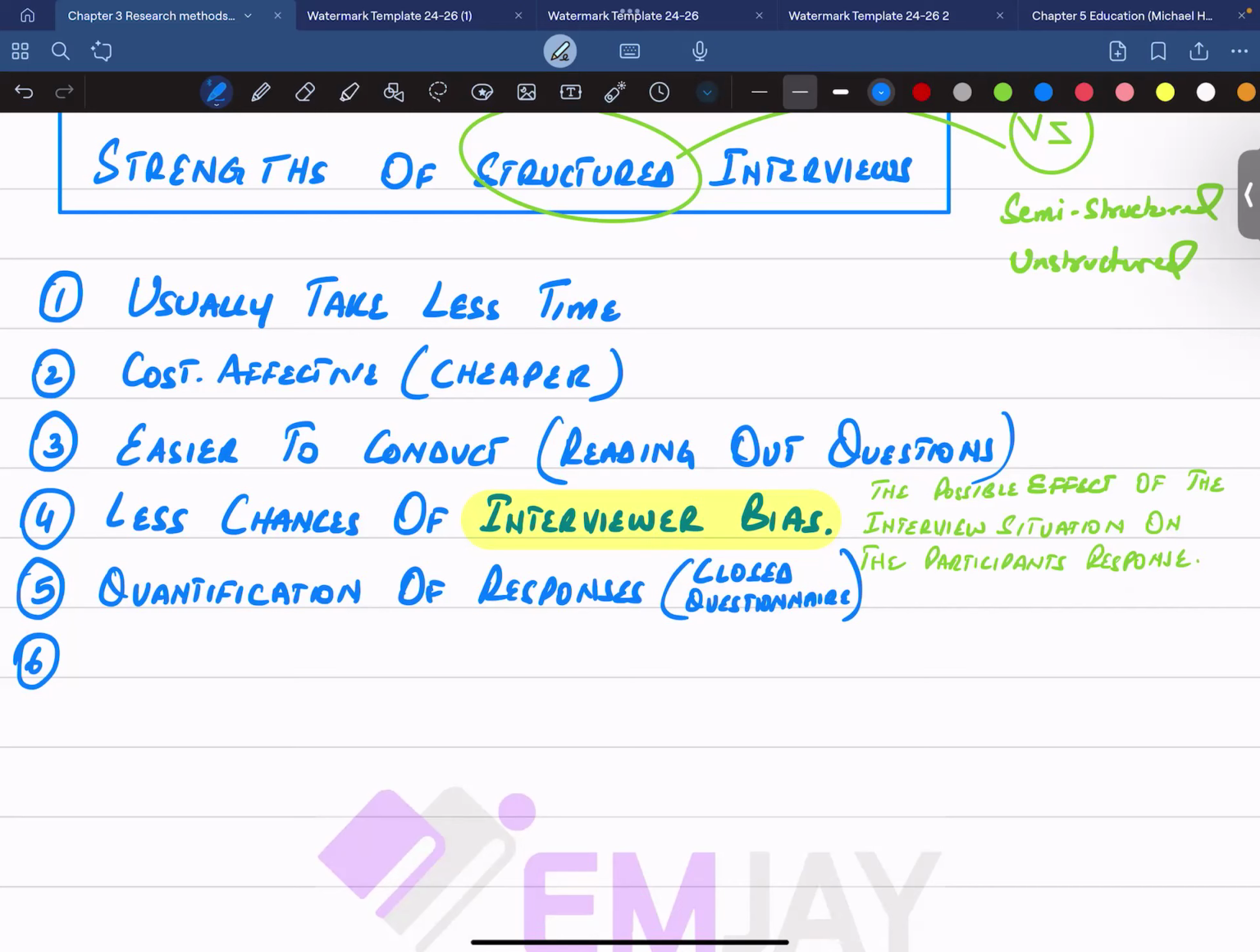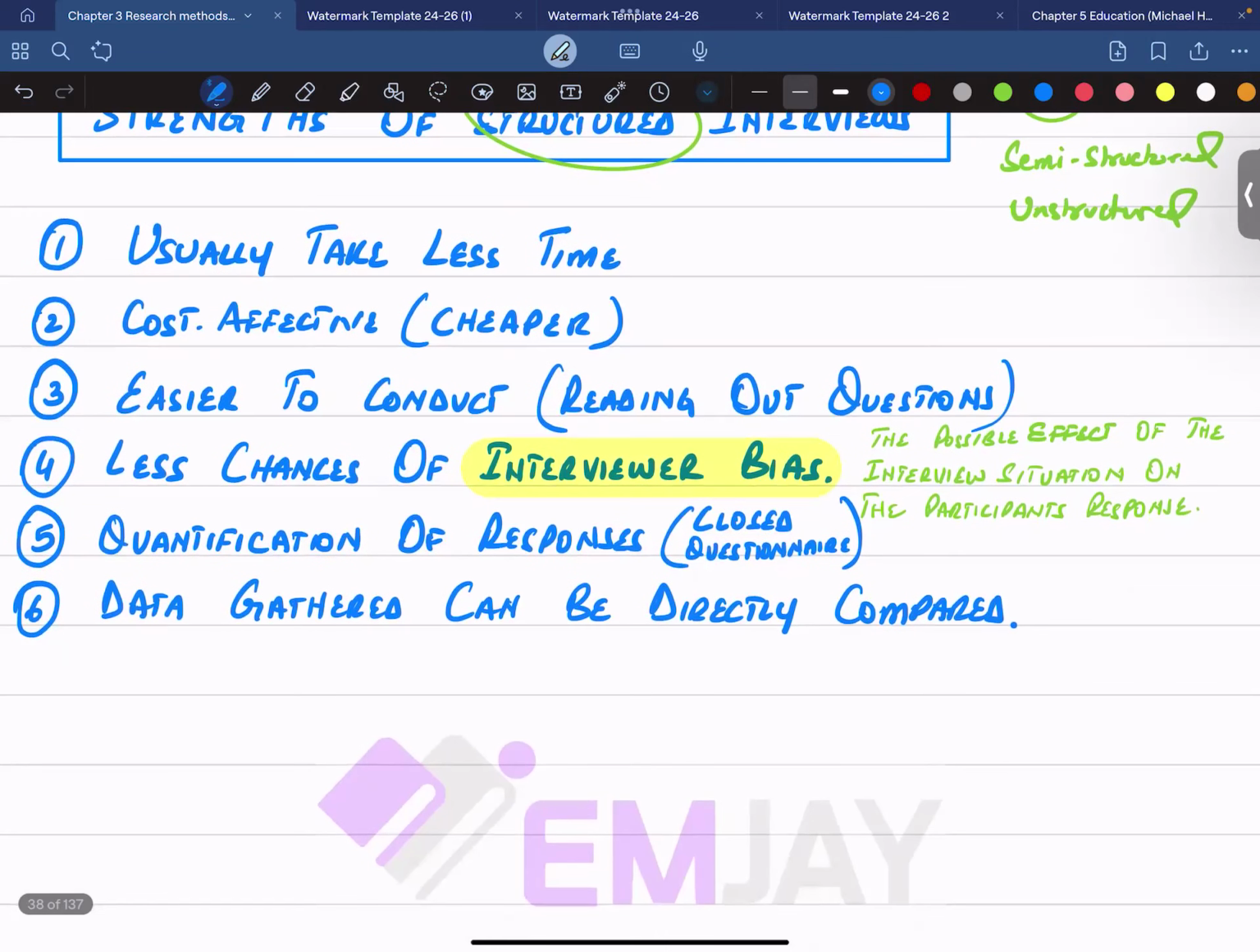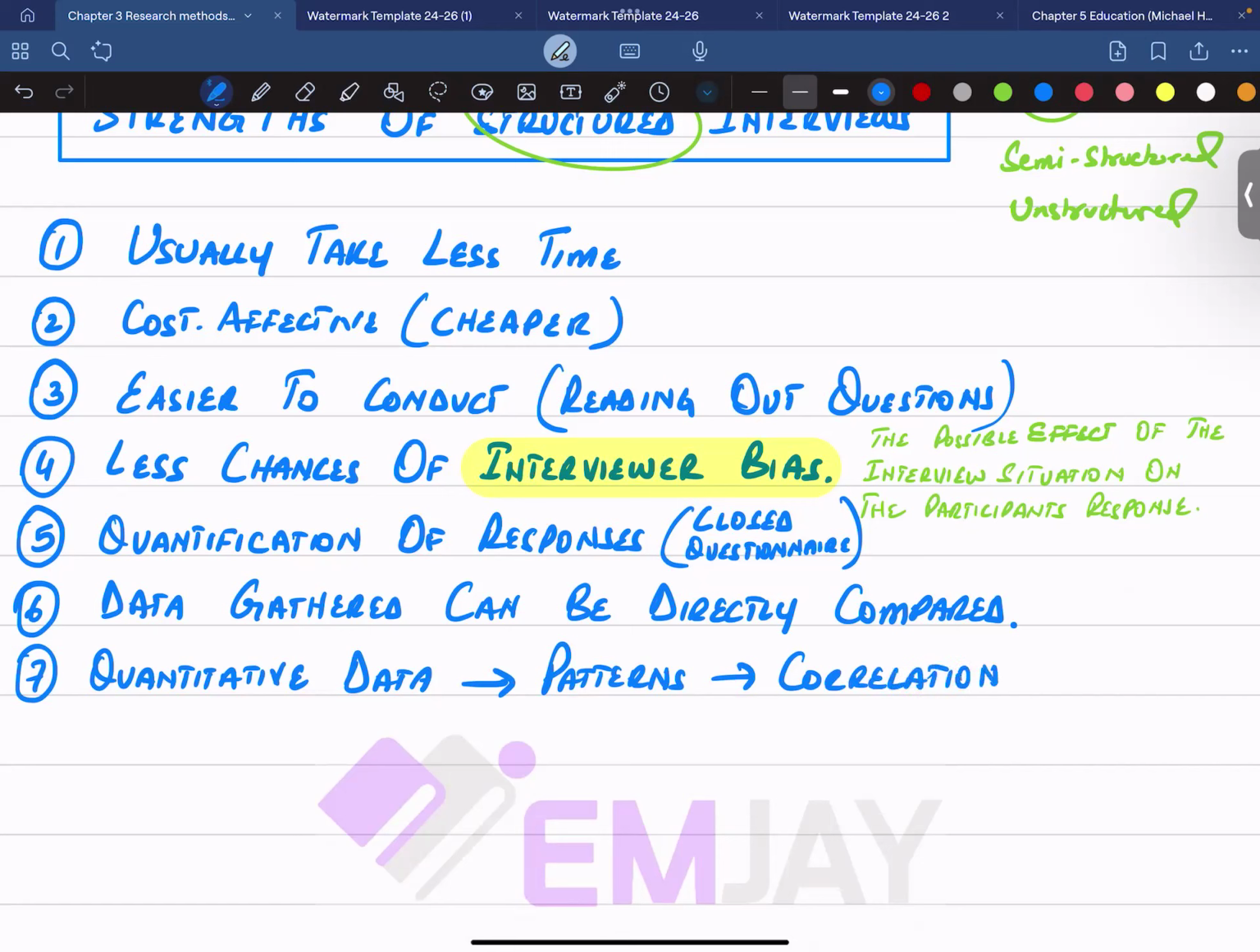The next advantage, or the next point in favor of structured interviews, is they're more likely to produce data that can be directly compared in many cases. Because the participants are being asked standardized questions, the answers are not affected by possible differences in the wording of the question. As a result, the researchers can identify patterns and correlations in the data. If the quantitative data is gathered from structured interviews, it can lead to the researcher being able to form patterns, which might eventually lead to forming correlations, relationships between different variables.